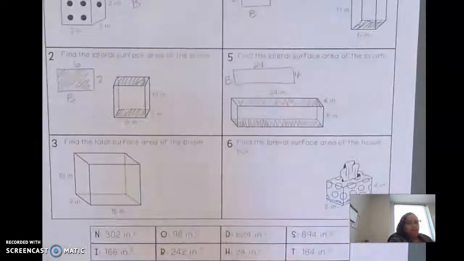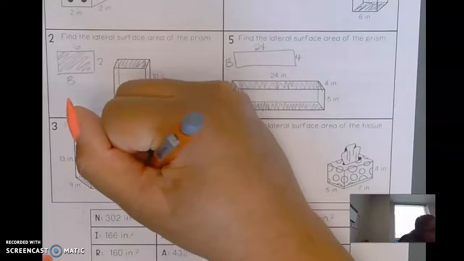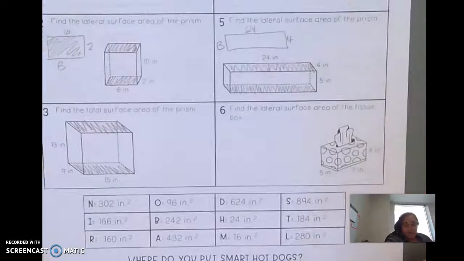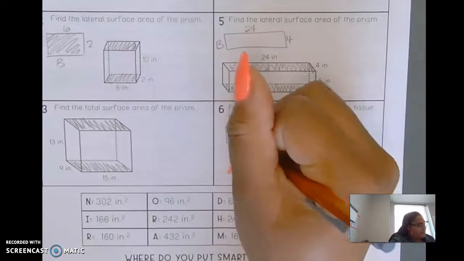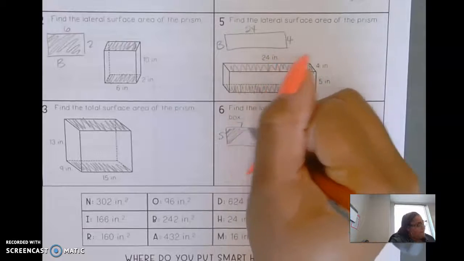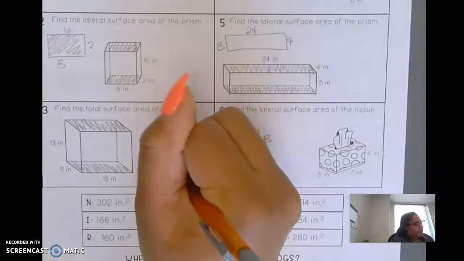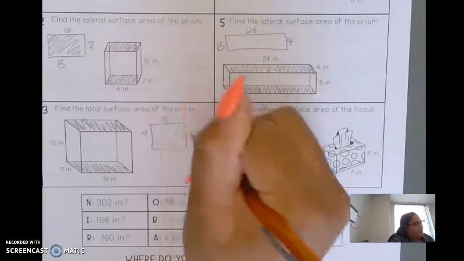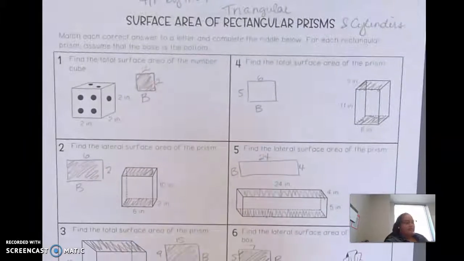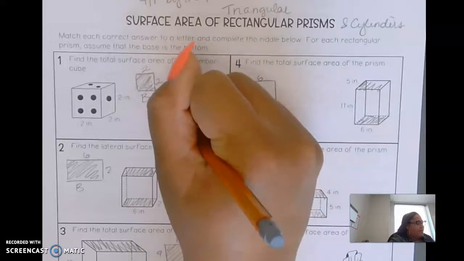big B, and then 3 has a base area of 9 by 15. And 6 is the bottom of this tissue box, obviously, and that's a 5 by 7. 7 by 5. And this is big B. 15 by 9. And this is big B. All right. So I am going to start by finding the perimeter and the big B and the height.